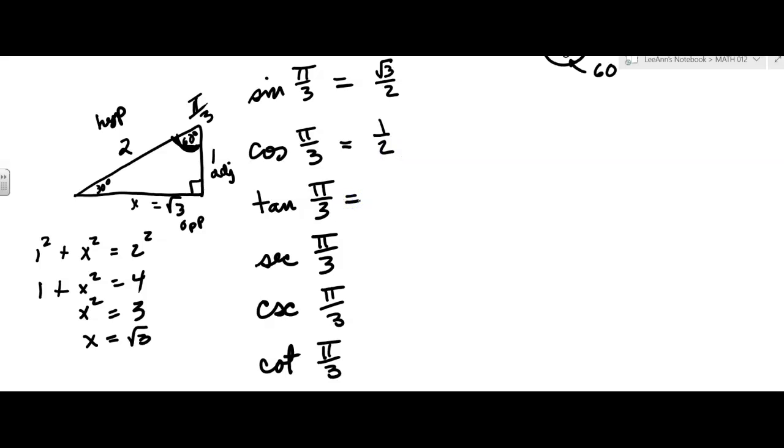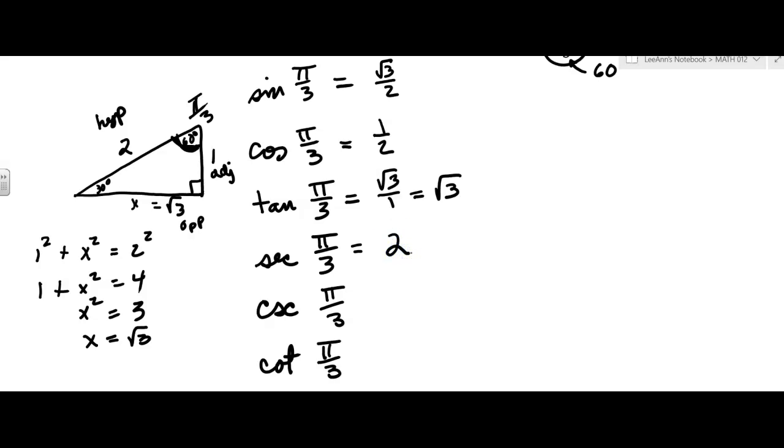Tangent is, you can either think of it as sine over cosine, or you can think of it as opposite over adjacent. So it's the square root of 3 over 1, but we're just going to make that the square root of 3. And then secant. Now, I wouldn't even go to the triangle. I'd use the reciprocals. Secant's the reciprocal of cosine, so that's going to be 2.